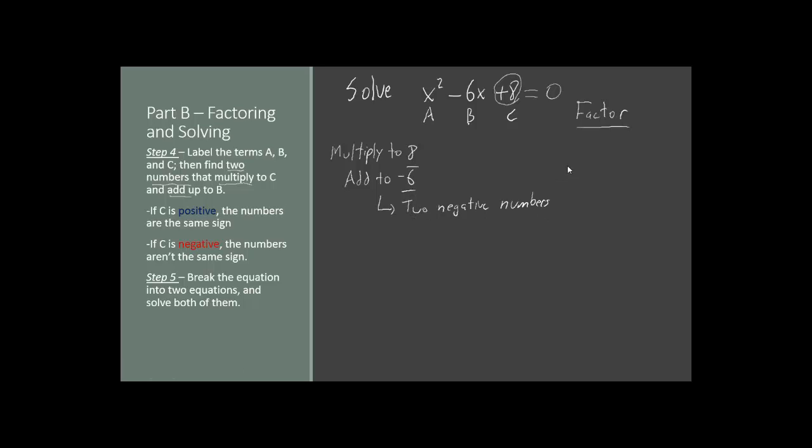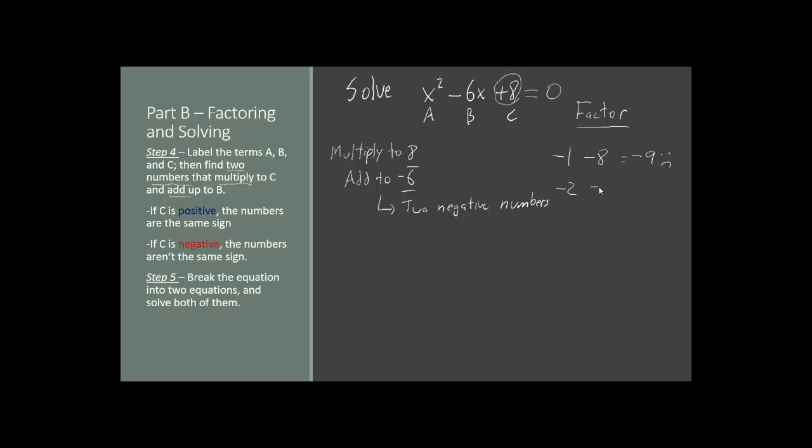Well, what are two negative numbers that multiply to 8? We could try negative 1 and negative 8. Let's see if that adds to negative 6. Negative 1 minus 8 is negative 9. So that's not going to work. Let's try two more numbers.